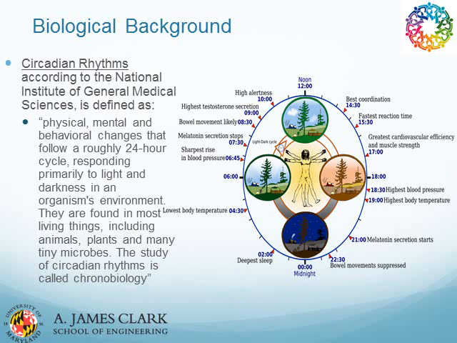So, biological background continued. Now we're going to talk about circadian rhythms, just a simple explanation. According to the National Institute of General Medical Sciences, it's defined as the physical, mental, and behavioral changes that follow a roughly 24-hour cycle, responding primarily to light and darkness in an organism's environment. They are found in most living things, including animals, plants, and many tiny microbes. The study of circadian rhythms is called chronobiology.